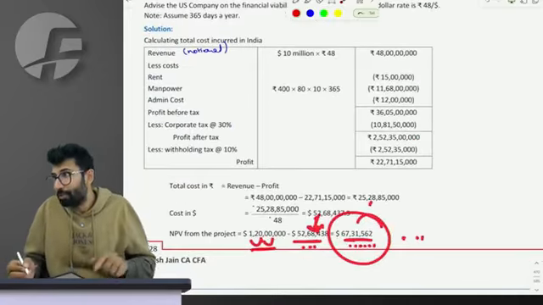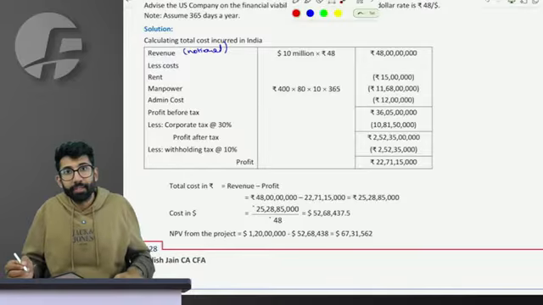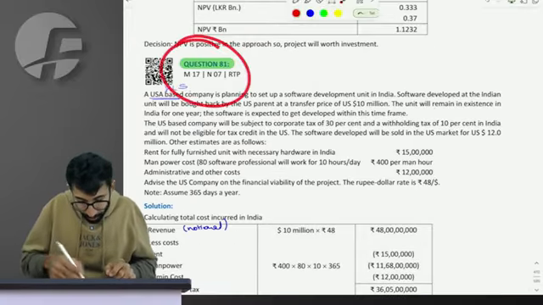Question number 81. Are you able to connect to me? Are you able to connect to me, people? So that is question number 81.